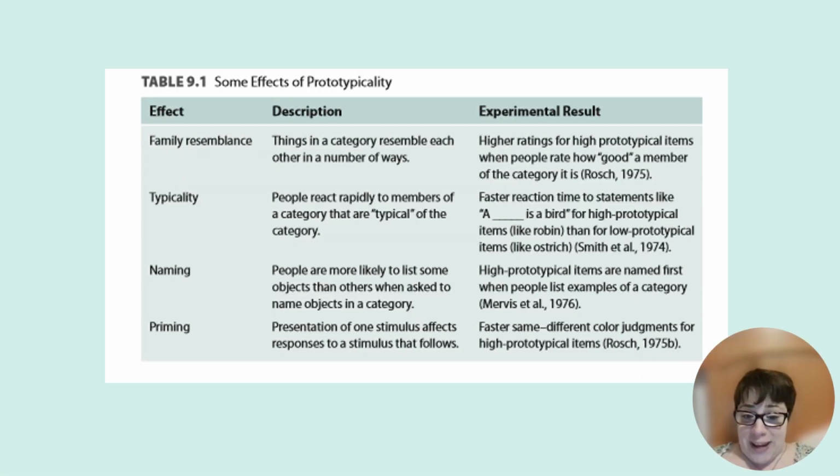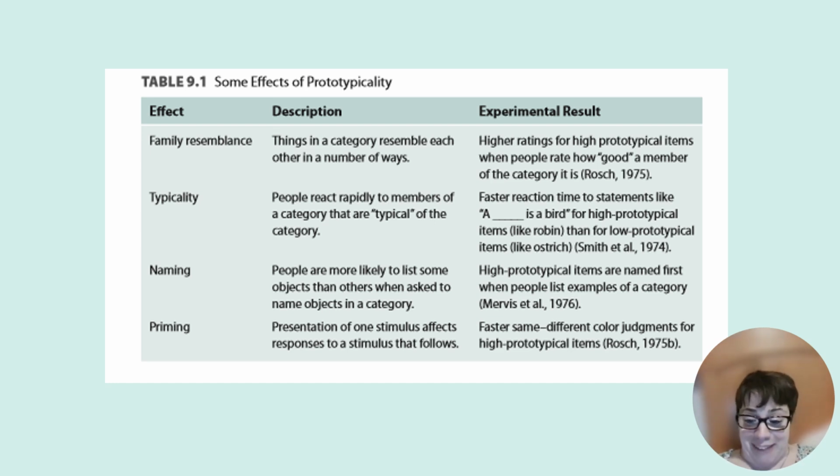Okay, so here we have a summary of all of the effects of prototypicality that seem to support the prototype theory of categorization. For example, we have family resemblance. Things in a category resemble each other in a number of ways. There are higher ratings for prototypical items when people rate how good a member of a category is. So there are higher prototypicality ratings for, for example, sparrow and blue jay than for bat and ostrich if your category is birds.